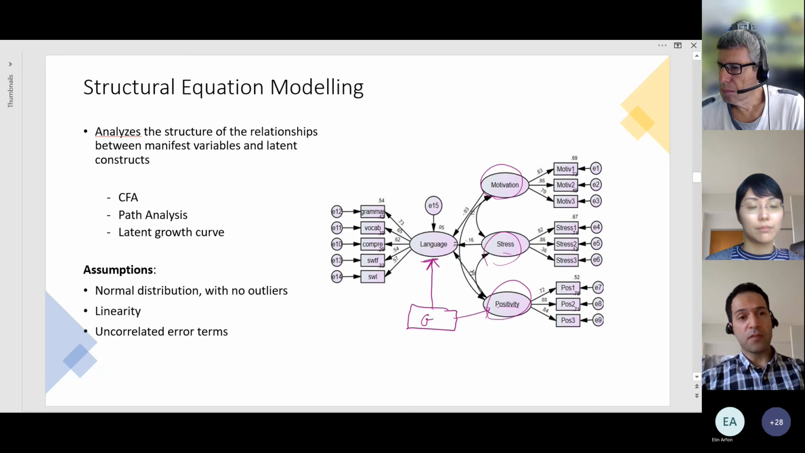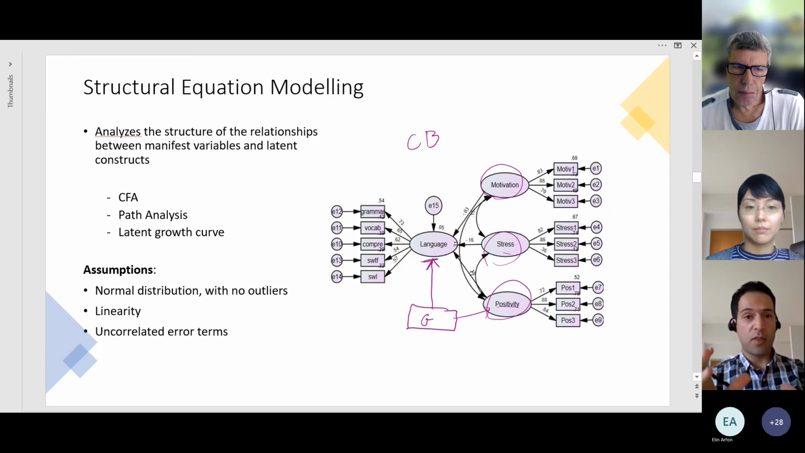Now, there are different types of structural equation models. The one that you see in this picture is called covariance-based, or CB for short, which is commonly used in language assessment. The assumptions of covariance-based, especially the one that uses the maximum likelihood method of parameter estimation, are normal distribution, the absence of outliers, linearity, and uncorrelated error terms. You cannot correlate these error terms here. These are error terms. Now, what if these assumptions are not met?